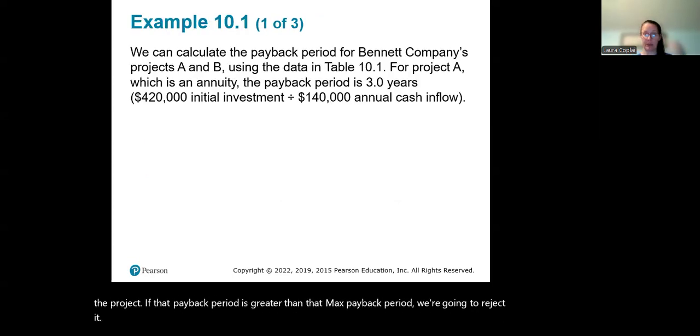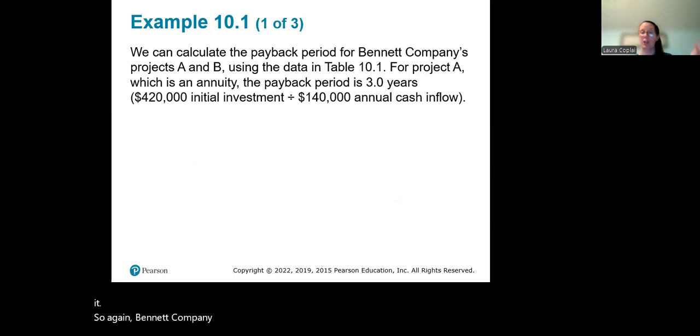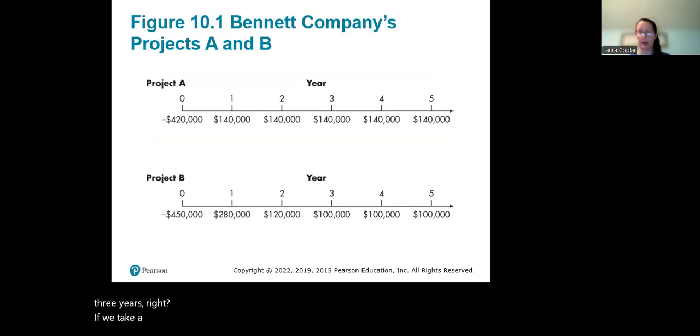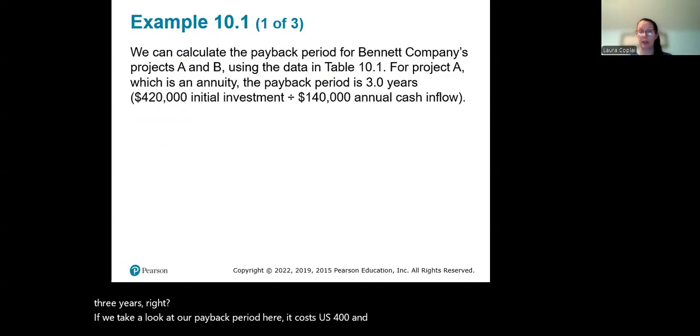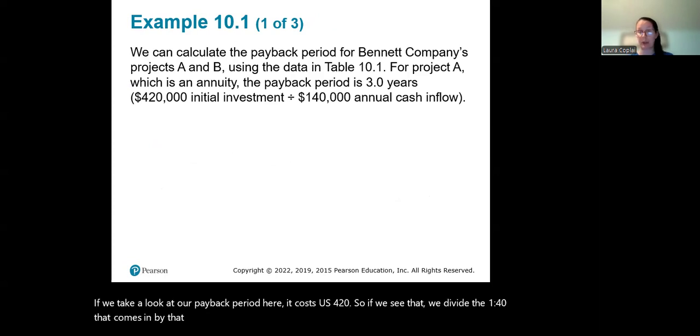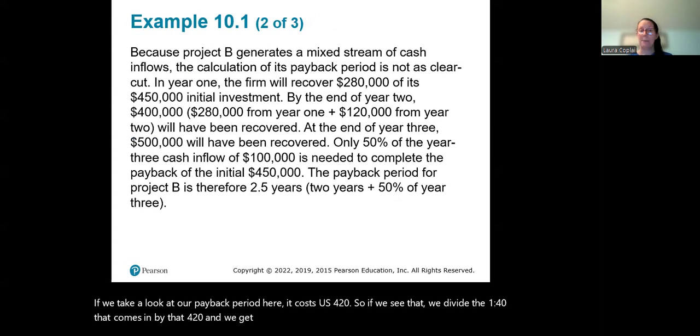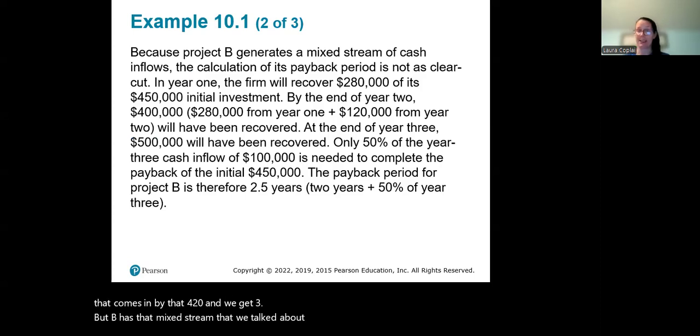So again, Bennett Company, Projects A and B. Project A is an annuity. The payback period is 3 years, right? If we take a look at our payback period here, it costs us 420. We divide the 140 that comes in by that 420, and we get 3. But B has that mixed stream that we talked about before, right? Because it's not as clear.